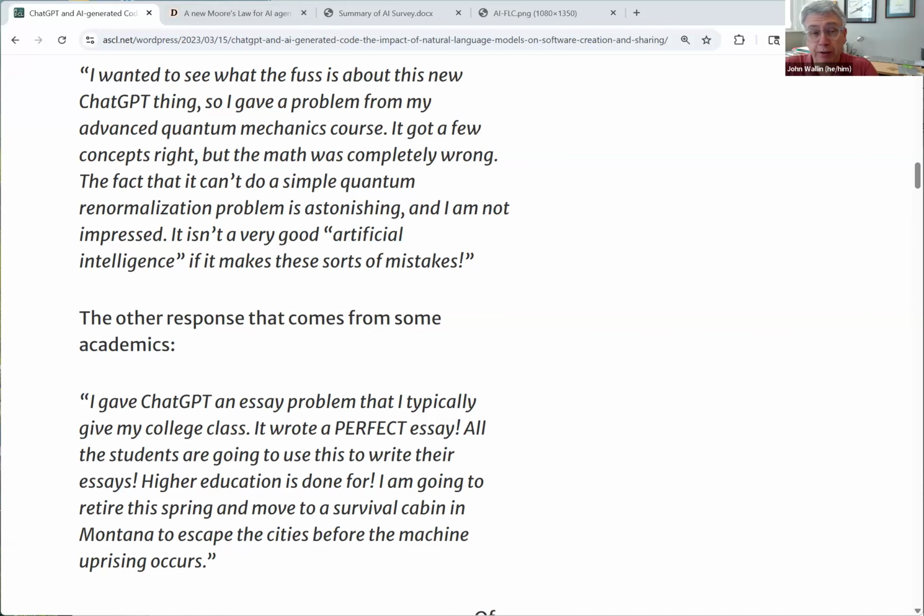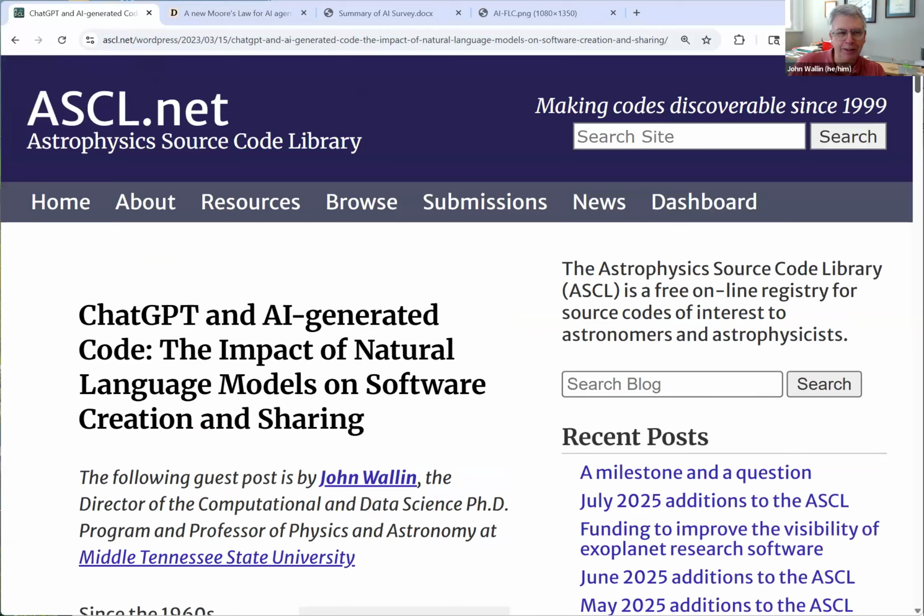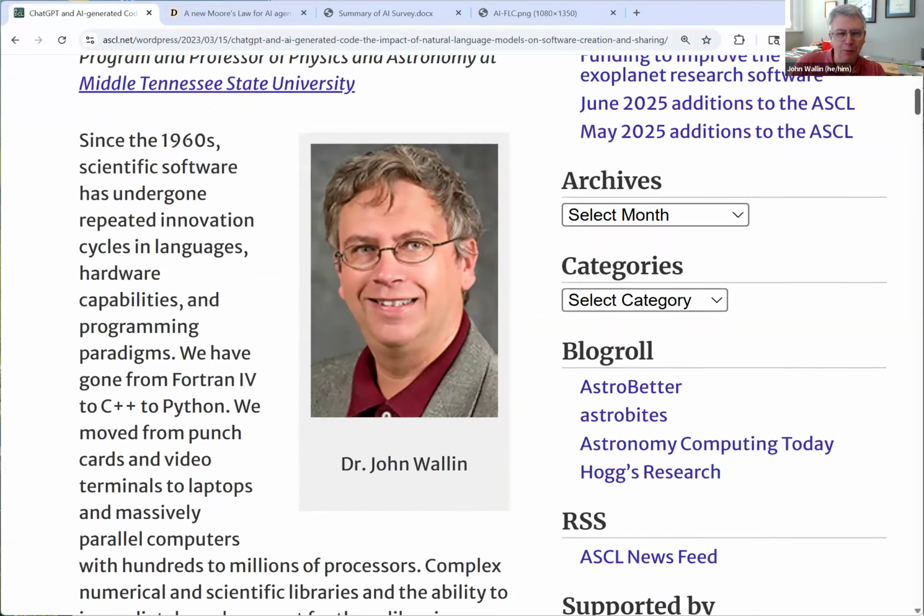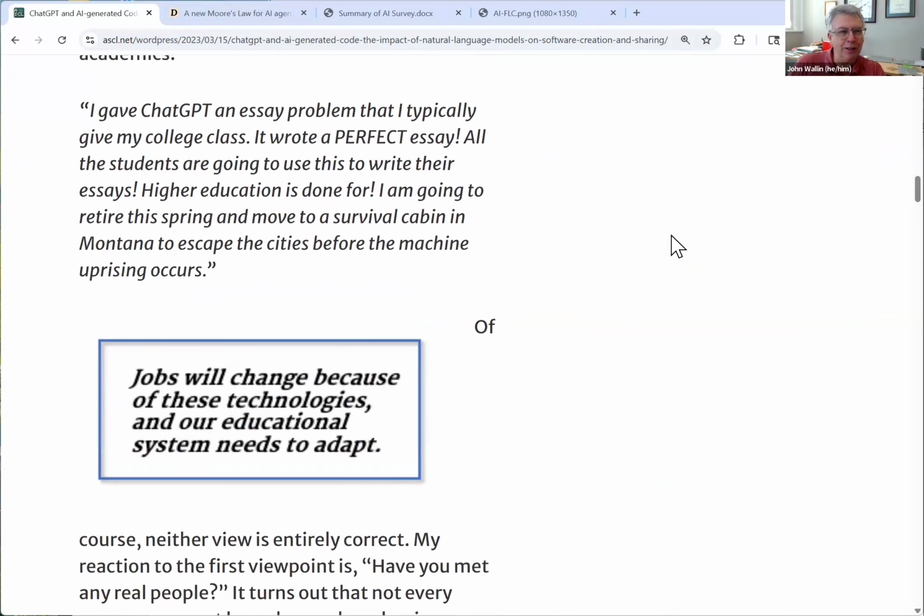Sure. So first of all, thank you for inviting me. I really appreciate it. And I wanted to start with kind of a blast from the past. So back in March 2023, I wrote a blog post because Alice asked me to for the ASCL.net about ChatGPT and the impact of code. So this is March 2023, and I just kind of wanted to go back to this one thing.